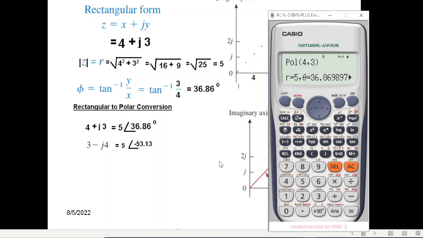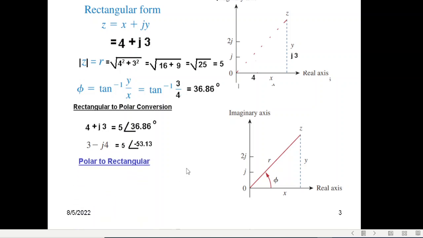Similarly 3 minus j4: shift, polar, 3, shift comma, minus 4, equal sign, 5 and angle minus 53. So this is how you use your calculator to convert from rectangular to polar.